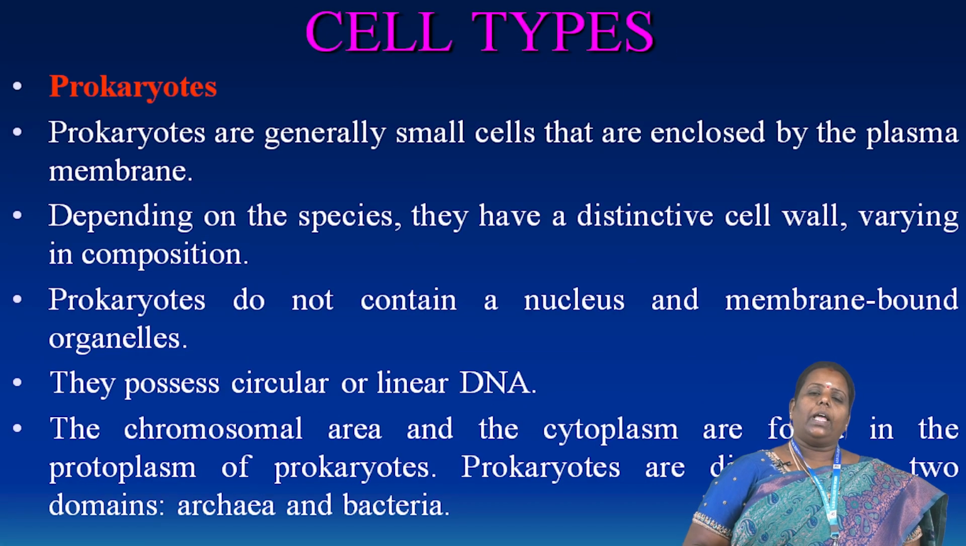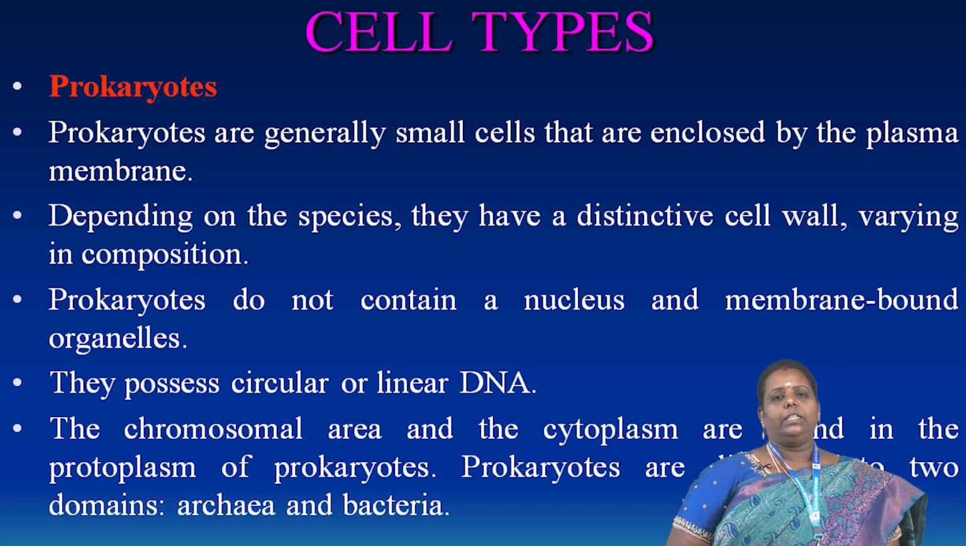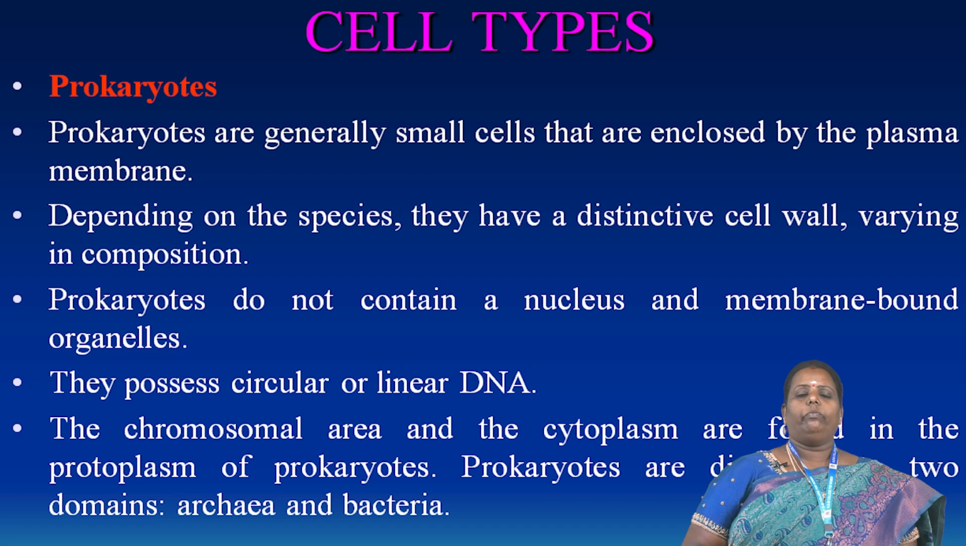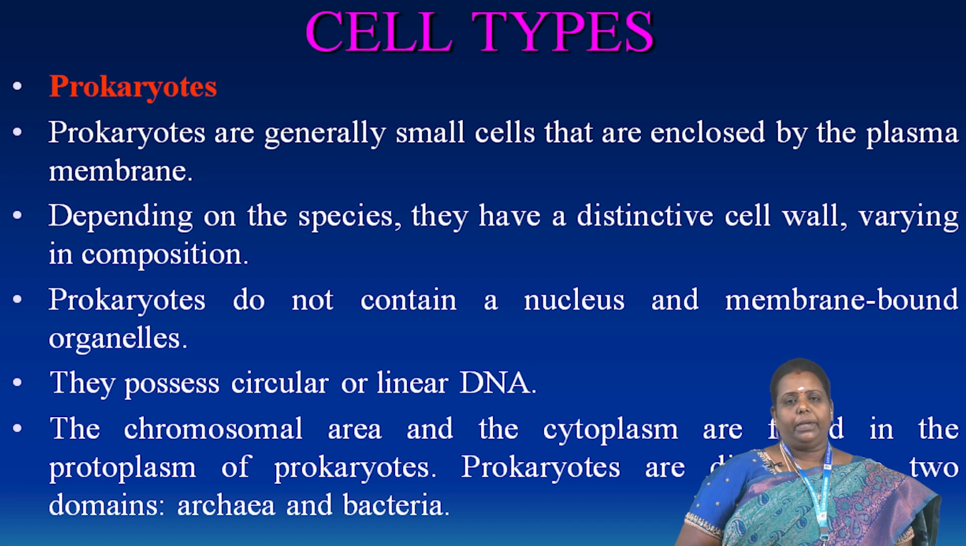Already I told you, after identifying the cells, they had some objections. Living things and non-living things also have cells, so what about non-living things? They divided cells into two: the first one is the prokaryotic cell, the other one is the eukaryotic cell. Normally, prokaryotic means pro, primitive, and karyotic means nucleus. What is the difference between prokaryotic and eukaryotic cells?